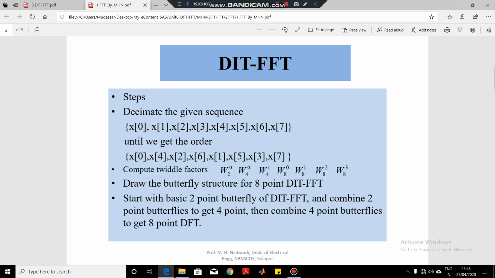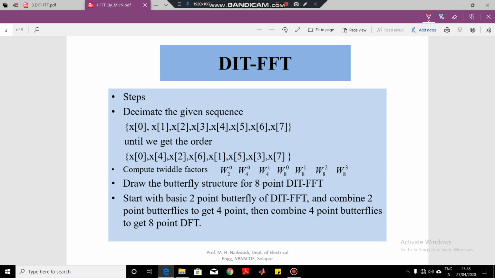Step number 1: once we are given the sequence, suppose we are considering an 8-point sequence. The sequence given is 0, 1, 2, 3, 4, 5, 6, 7. These are the samples of the sequence, represented by x of 0, the first sample, x of 1, the second sample, and so on. So these are the 8 samples. We are considering an 8-point DFT, so our N value is 8.